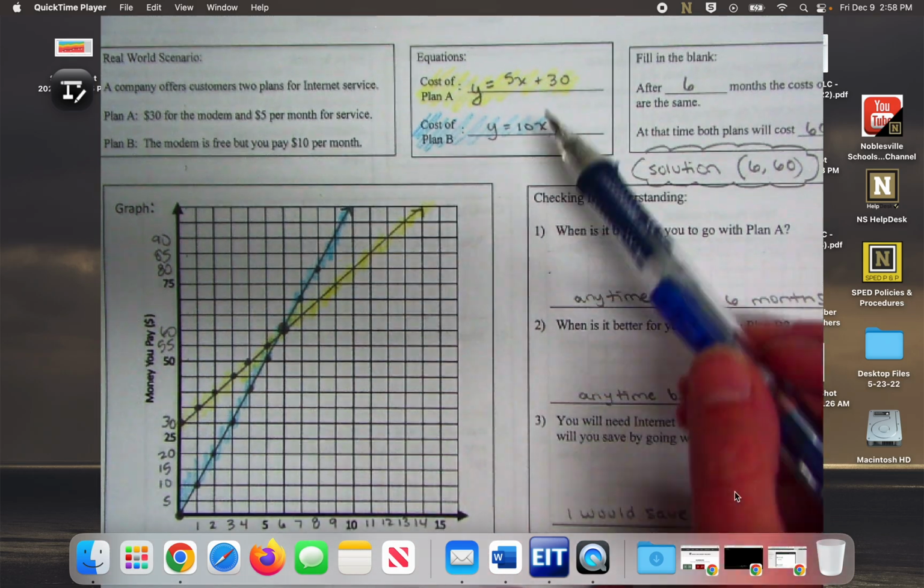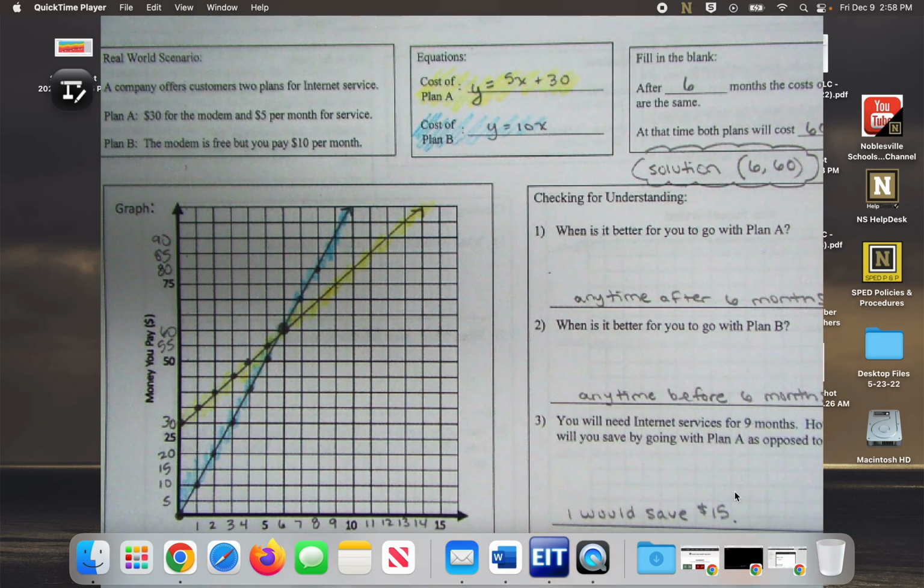So again, you can use the graph if that data is visible, or you can put the number in for your X value. Does everybody see what we're doing here? So this is solving systems of linear equations by graphing.